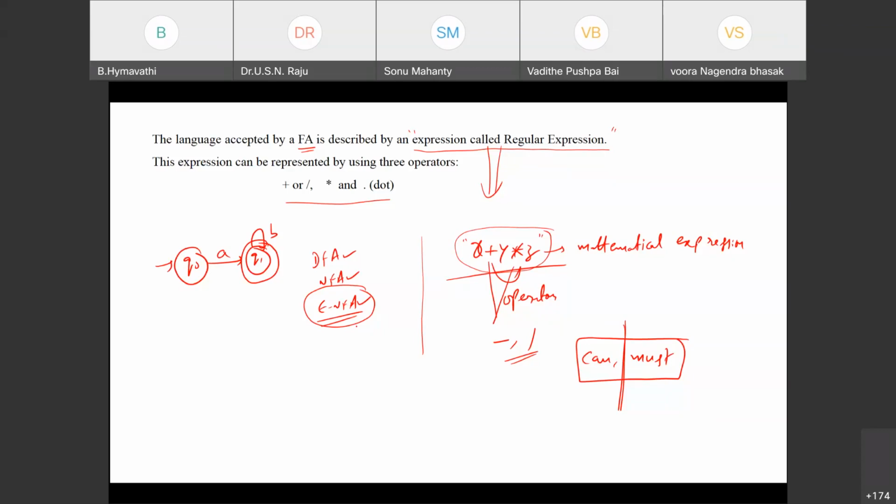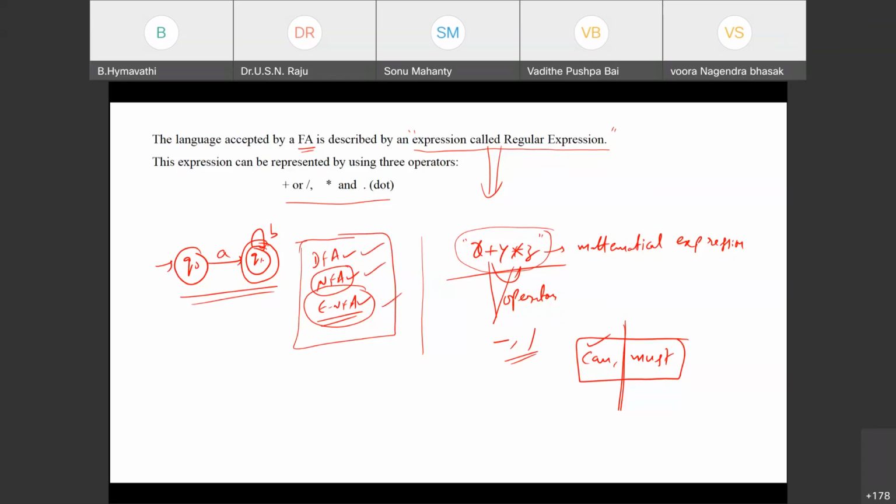Please try to understand that and try to remember that. Can is the correct word, because what is the meaning of NFA? I can have non-deterministic transitions in that, but it does not mean that you must have non-deterministic transitions. So the same diagram, can I call it DFA, NFA, epsilon NFA, all three are satisfied or not? Yes, all three we can call.